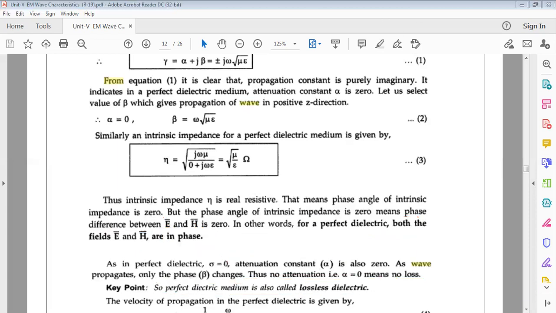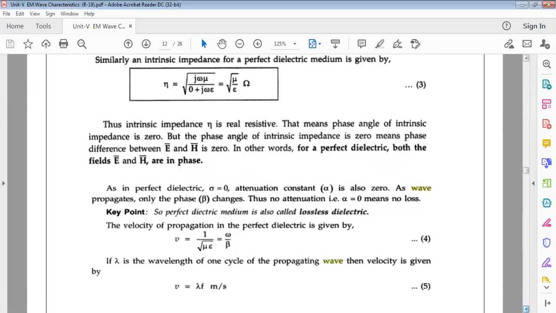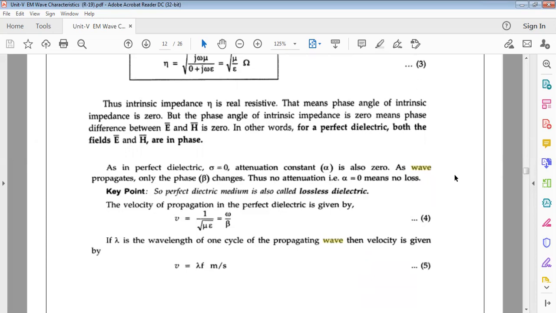And in this, the velocity of propagation in the perfect dielectric is given by, as we know already, the velocity in terms of 1 by under root of mu epsilon, that is omega by beta, and also the velocity is lambda into f. We already derived these equations in the wave equations in free space. The velocity of propagation in the perfect dielectric is given by v equal to 1 by root of mu epsilon, or omega by beta, or in terms of the wavelength, lambda into f.